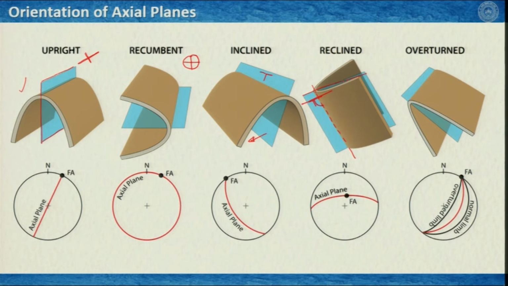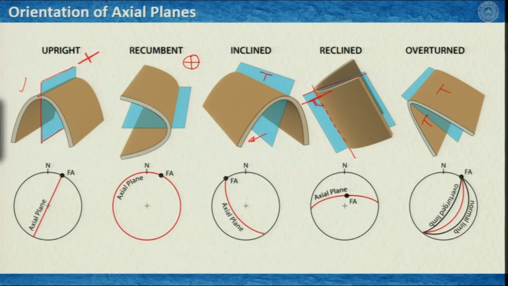The overturned fold is something that has both limbs dipping in the same direction. So, this one you see is dipping in this direction, and this one is also dipping in the same direction, but with a different dip angle. You can also see them in the stereo nets, and stereo nets are the best way to visualize. If you plot the axial planes in the stereo net, you can clearly identify whether your fold is upright, recumbent, inclined, reclined or overturned, together with the fold axis.